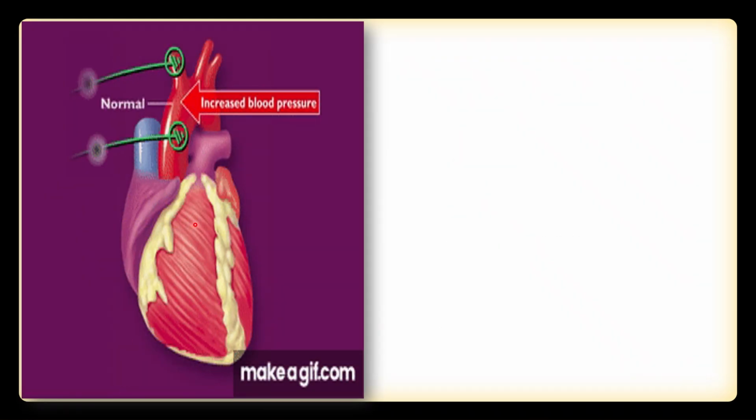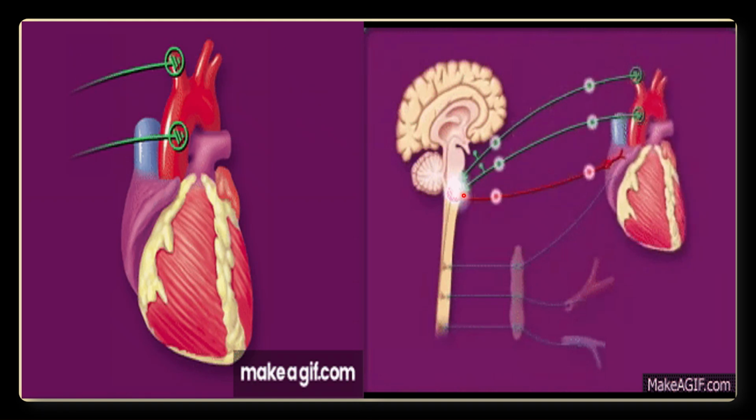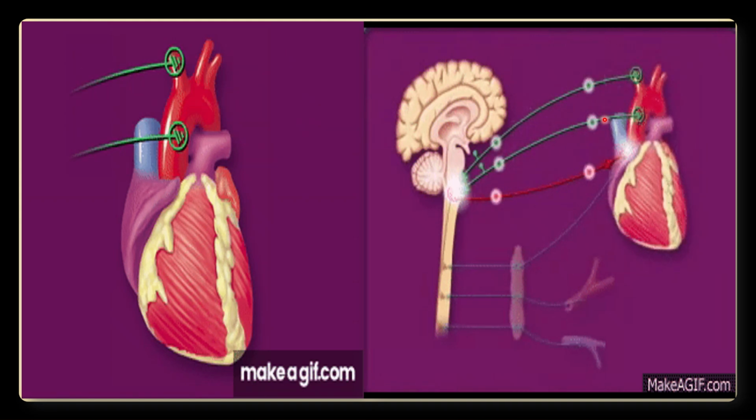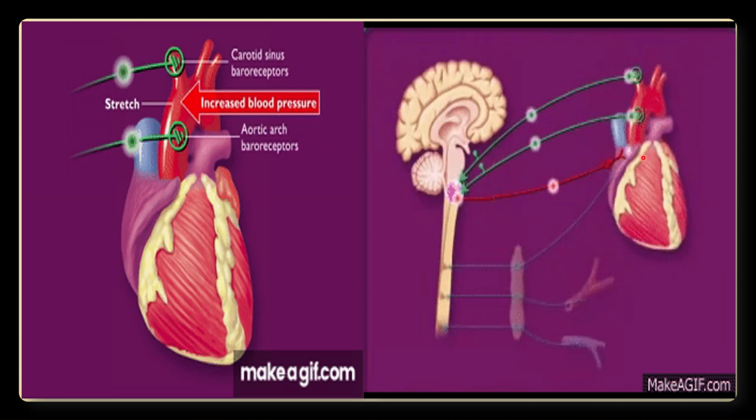Here there is a short video showing that an increase in blood pressure causes stretch in the blood vessels, which is sensed by the carotid sinus baroreceptors and aortic arch baroreceptors, which send afferents to the center. And this is one more video which shows that, receiving input from the baroreceptor, based on the input it will send efferents to the heart as well as to the blood vessels to control the BP and heart rate. So based on this we will move to the next slide.